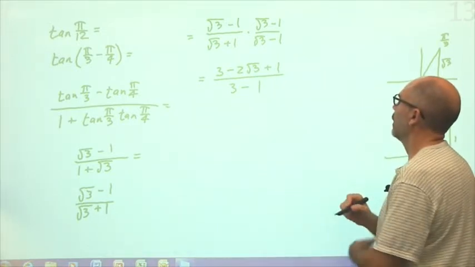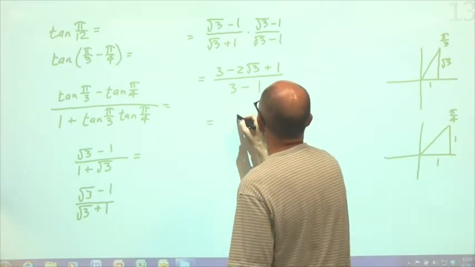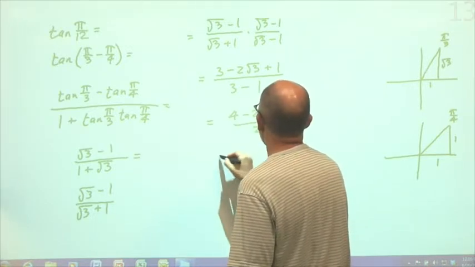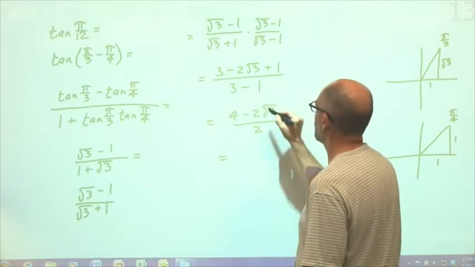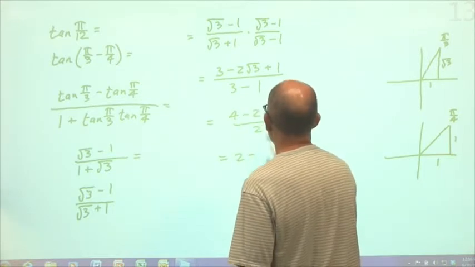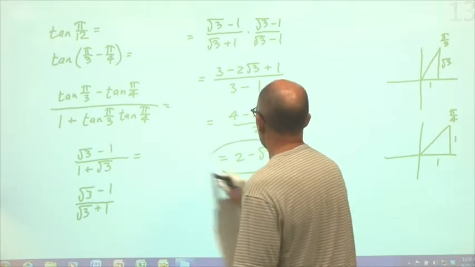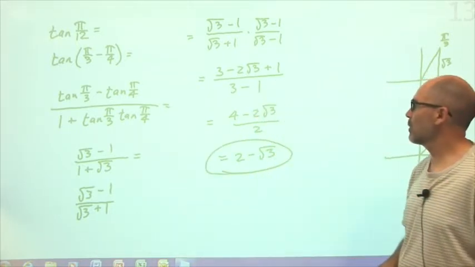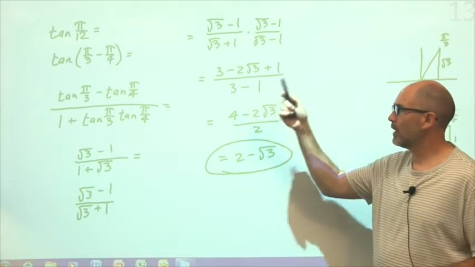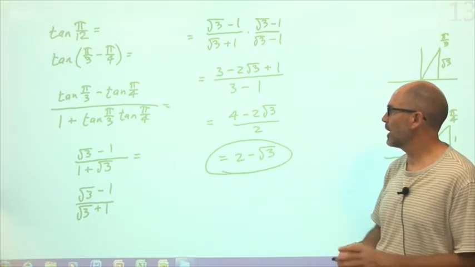Okay, so this whole thing turns out to be 3 plus 1 is 4, minus 2 square root of 3, all over 2. And I can cancel a 2 out of all three things, or I can make this 4 over 2, which is 2, minus 2 square root of 3 over 2, which is just square root of 3. So this is your final answer, 2 minus square root of 3. Now remember, you can always check that by going to your calculator: tangent pi over 12 is 2 minus square root of 3.